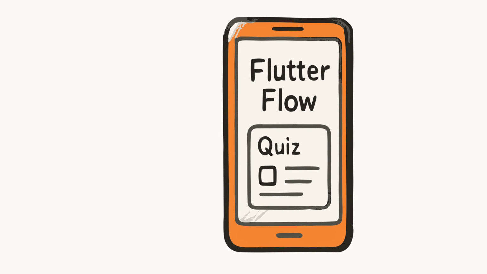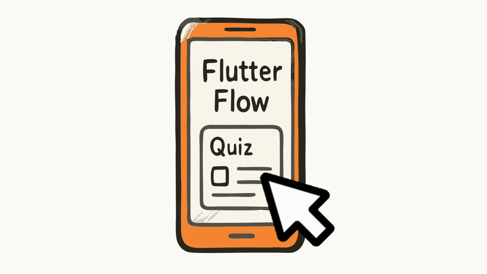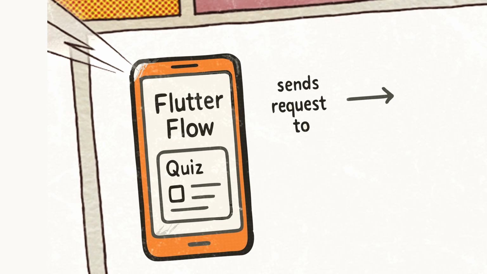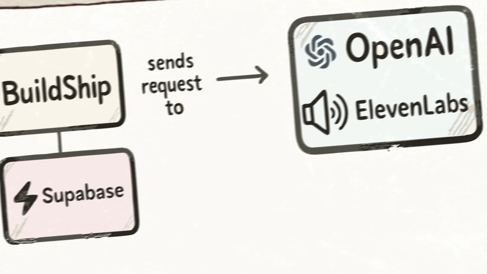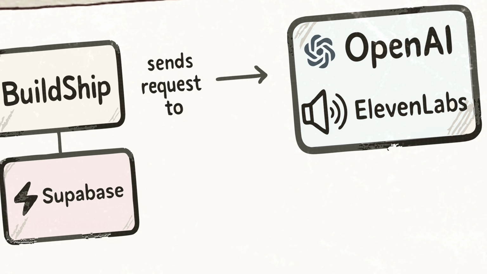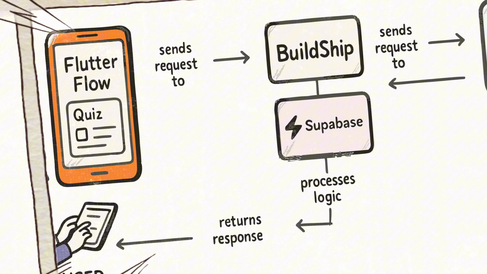So here's the typical flow. The player hits Start Quiz in our FlutterFlow app. FlutterFlow sends an API call to BuildShip. BuildShip processes the request, which might involve chatting with Supabase to fetch or save player progress, coordinating dynamic questions with OpenAI, or queuing up our ElevenLabs voice host for commentary. Once BuildShip's finished calculating everything, it sends only the essential results back to FlutterFlow. FlutterFlow updates the UI instantly with the fresh data.